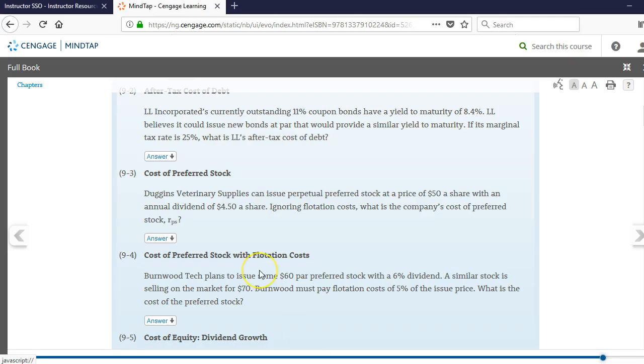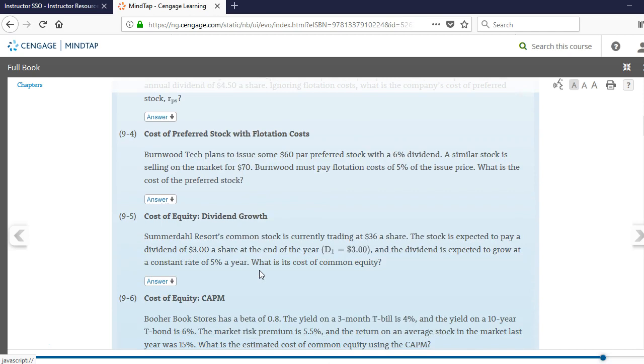Now let's go to question 4. Now we're going to take a preferred stock and throw in flotation. Different numbers: this company is going to issue $60 par preferred stock at a 6% dividend. So just think 6% times 60 is your dividend. Then it says a similar stock is selling on the market for 70. They pay a flotation of 5%. When they say a similar stock is trading for 70, that really is the price. Price and par value can be different, and that's not uncommon. The par value determines the dividend, but we're going to go with the $70 as the actual price, and then the flotation is 0.05.